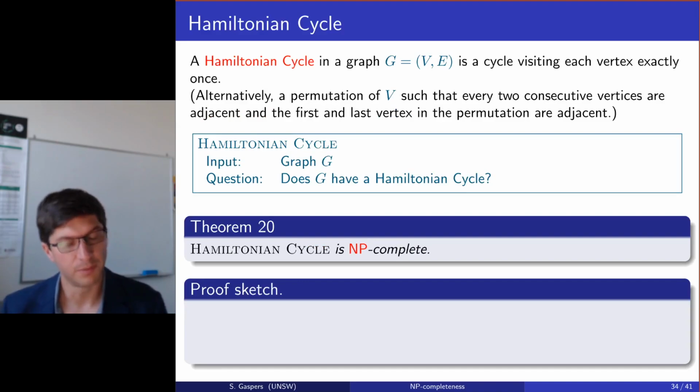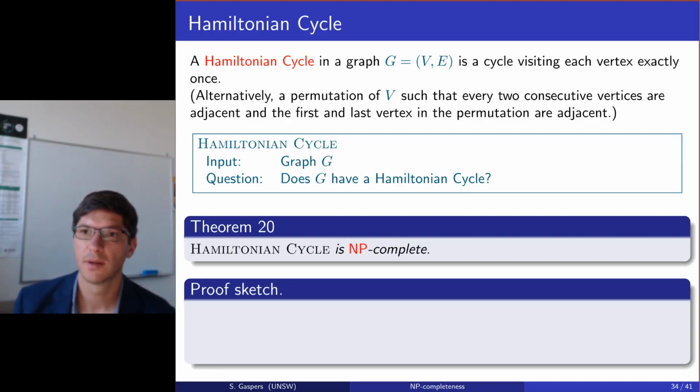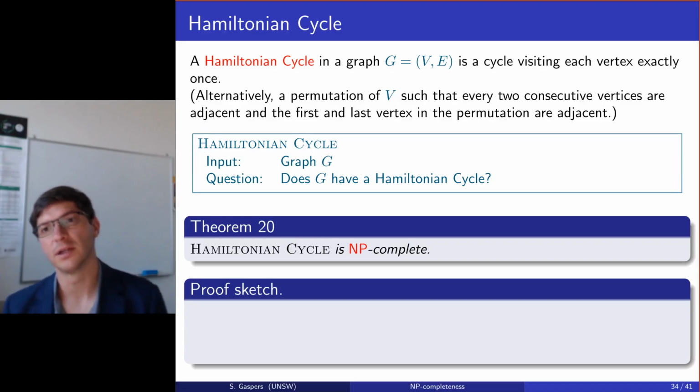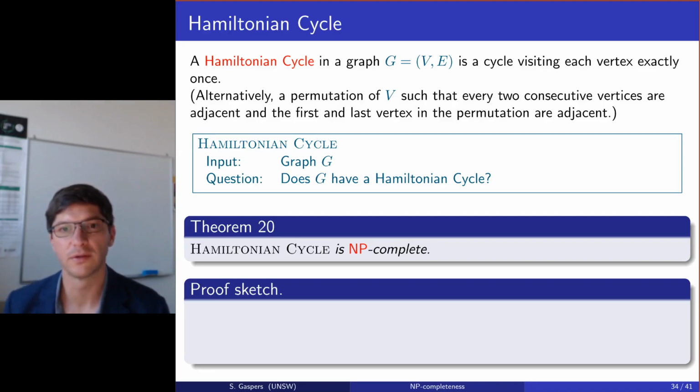Let's look at one more complicated example, the Hamiltonian cycle problem. The input is a graph G, and the question is whether G has a Hamiltonian cycle. A Hamiltonian cycle is a simple cycle that visits each vertex exactly once, or alternatively a permutation of the vertex set such that every two consecutive vertices are adjacent, and also the first and the last vertex in the permutation are adjacent in the graph.